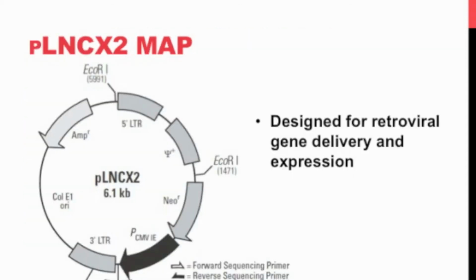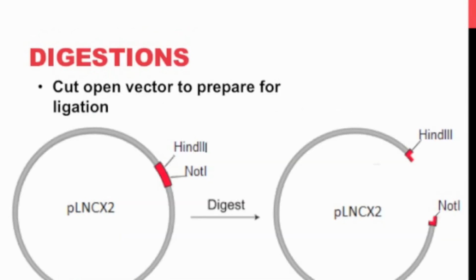We chose pLNCX2 as our vector because it is designed for retroviral gene delivery and expression. The digestion was performed on pLNCX2 in order to prepare it for a ligation. The digest was performed using HindIII and NotI. Once cut, HindIII and NotI form sticky ends that will help prepare it for a ligation. A similar digestion was performed on AF2.